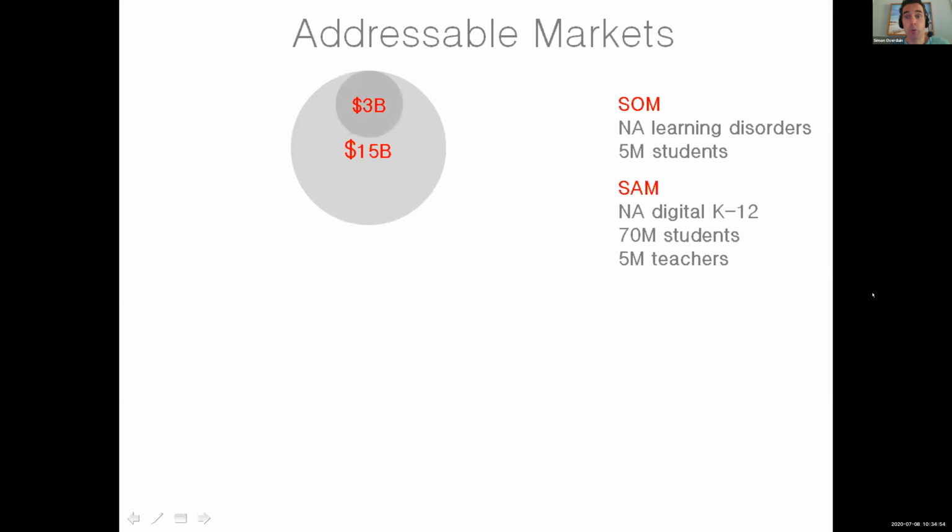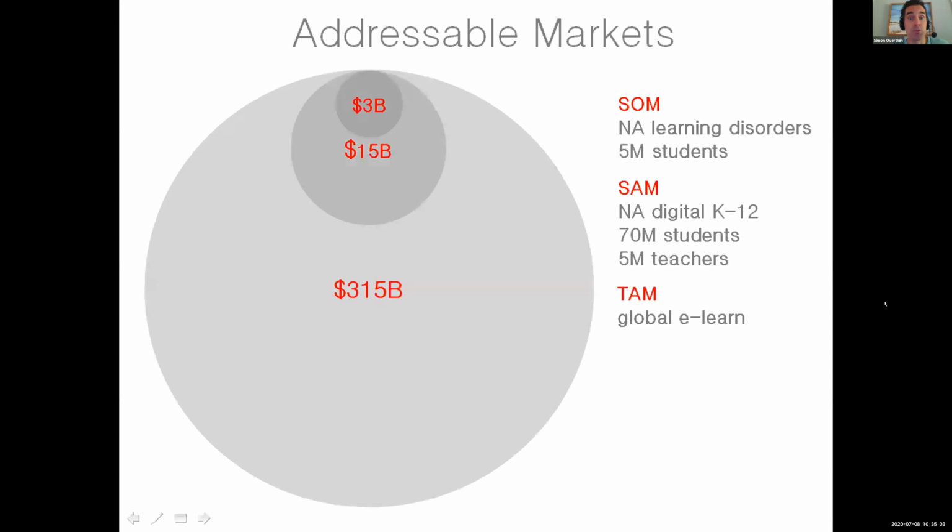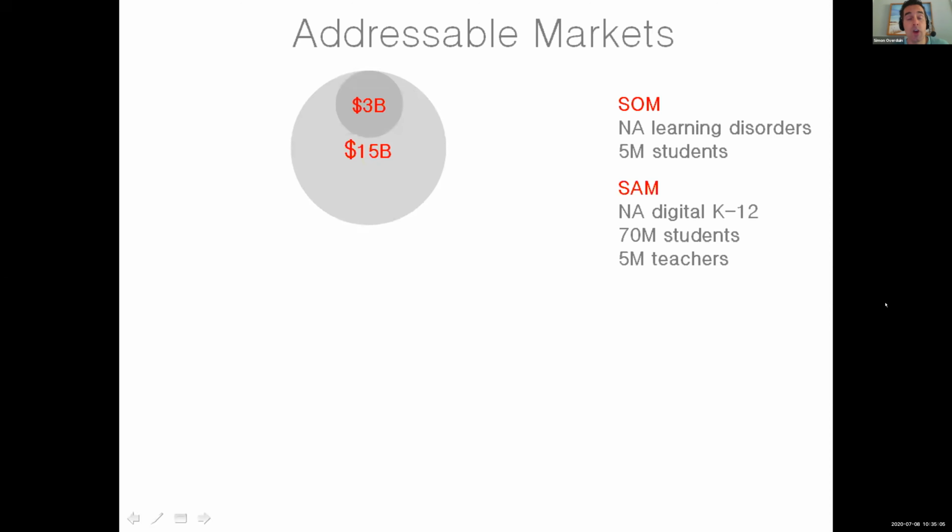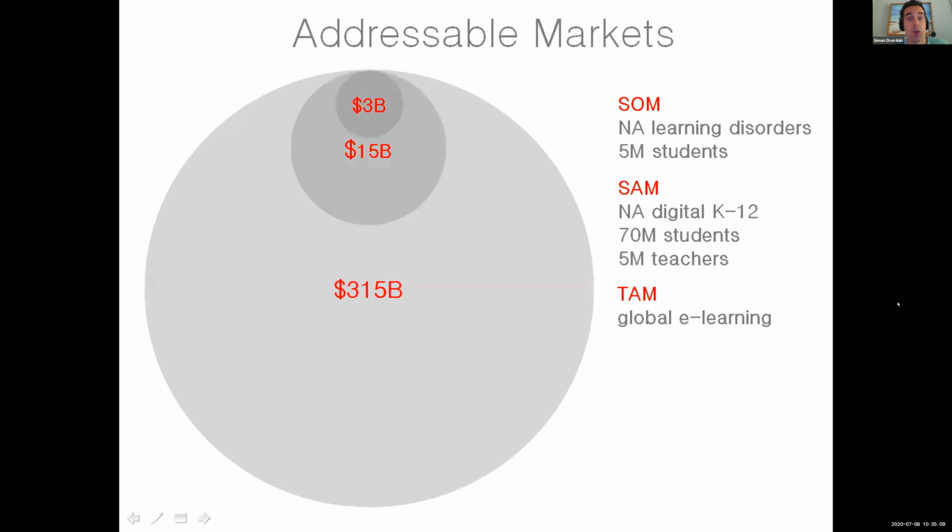Our serviceable addressable market, SAM, is $15 billion, and that consists more broadly of students and teachers in this space who may not have recognized disorders like dyslexia or dyspraxia, but who may nevertheless benefit from a very individualized approach. And then more broadly, in terms of the TAM, we're looking at the entire global e-learning market, which is certainly quite a bit larger. And there are other overlapping markets that are worth noting here as well.